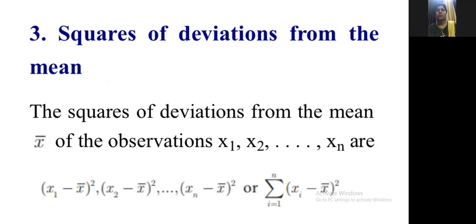This is squares of deviation from the mean. When we use the deviation method, this will be applicable there. So we will discuss it when we go through the mean deviation method. So there we will find out, there we will use this squares of deviation from the mean.